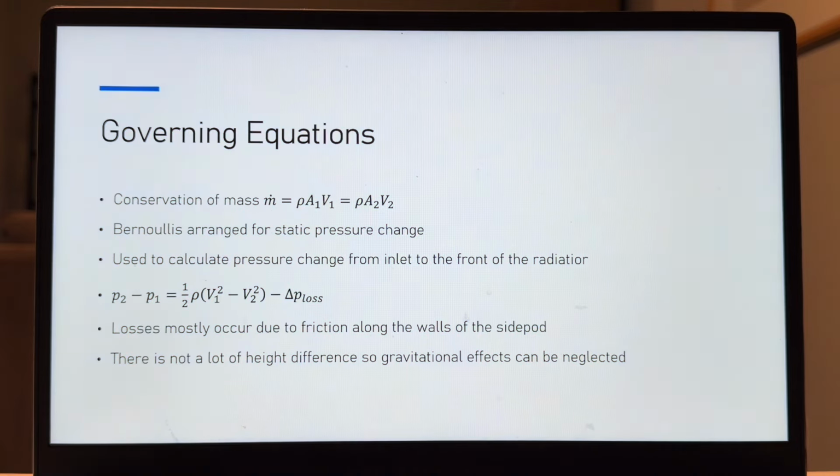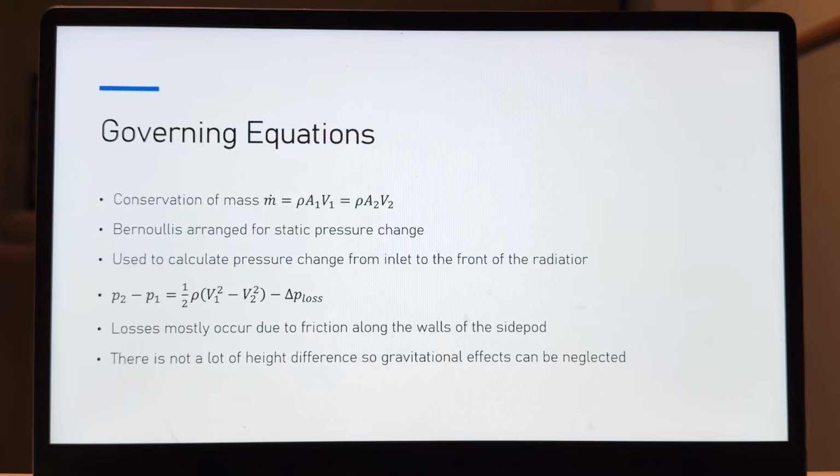So, the governing equations here. The big ones are going to be conservation of mass, and then we're going to rearrange Bernoulli's in a way that we can use it, and that's solving for a delta P. So you're going to have P2 minus P1 is equal to 1/2 rho, parentheses V1 squared minus V2 squared, and then a minus delta P.